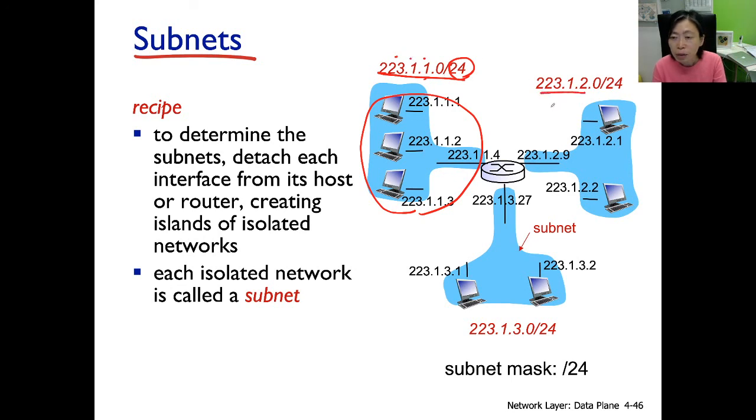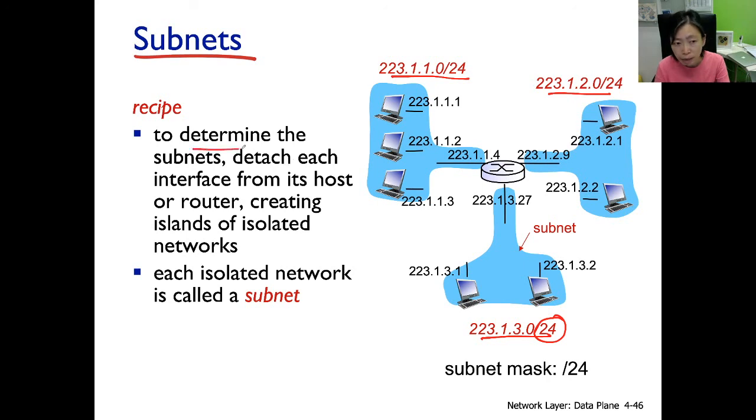Similarly, the 223.1.2 subnet address looks like this, and this is 1.3's subnet address. What I'm teaching you here is an easier way to tell how many subnets we have. If you want to assign the subnet address, and decide how long the subnet part of the IP address is, you want to know how many subnets there are inside your network, and inside each subnet, how many machines or network interfaces there are.